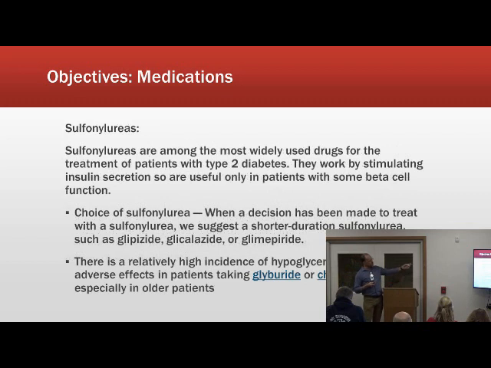So sulfonylureas are the opposite. They're also widely used, but they actually stimulate insulin secretion, right? So they can bottom people out. And they only work for people who actually have a pancreas that still kind of works. You have to have some insulin production. The ones that usually get used are the short-acting ones. And here are glipizide, gliclazide, glimepiride. I don't know the trade names. It's really not particularly important.